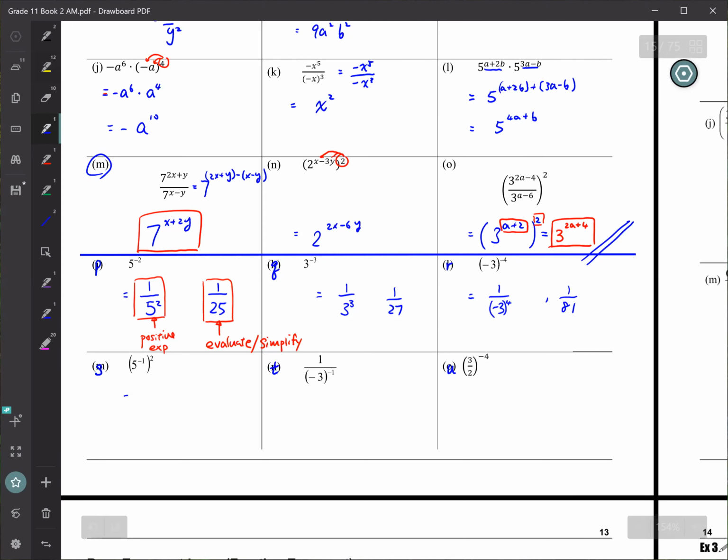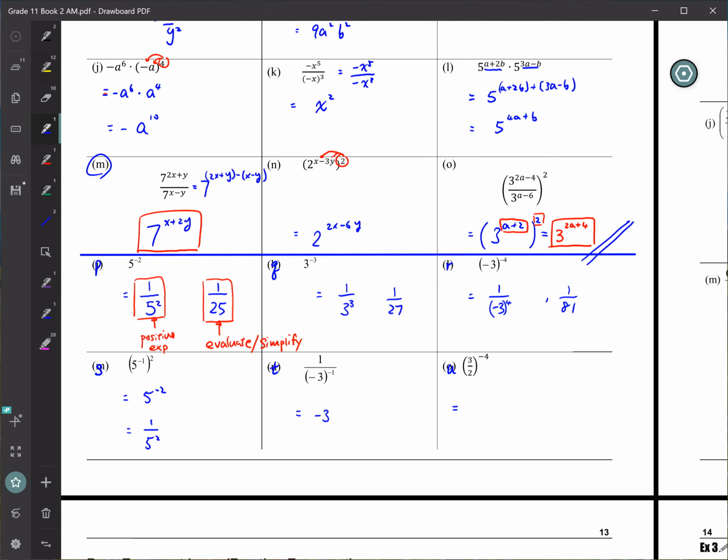Okay. Next one, question S. Yosher? 1 over 5 to the power 2. Yeah. Okay, so first simplify into 5 to the -2, and then you turn it into positive. Colin, question T. -3. Yeah, -3. This one just goes up, okay? Once it goes up, it's to the 1, so you don't really need to put brackets, but if you do, it's still correct.